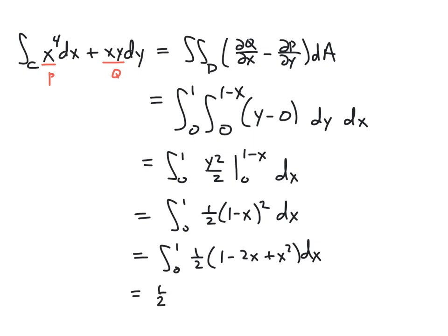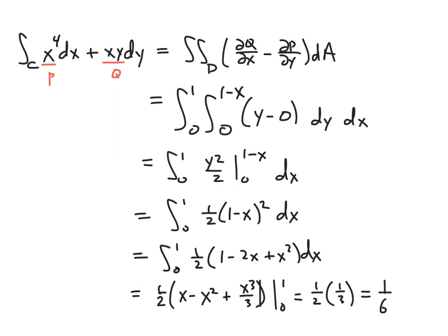And so we have 1/2 of x minus x squared plus x cubed over 3, evaluated from 0 to 1. So we're going to have 1/2 times 1 minus 1, which is 0, plus 1/3. And then we subtract 1/2 times 0, which is 0. And so we have a value of 1/6. So Green's theorem allows us to compute this integral of a vector field as this double integral. The double integral is relatively simple to compute, and we get this value of 1/6.